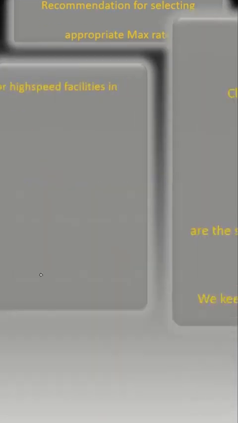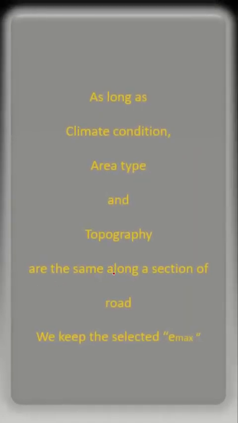All right, I think it's done. Let's finish this video with two more important points. First, once a maximum superelevation rate is selected, we should keep it within a region of similar climate, area type, and topography. Otherwise, the uniformity of the highway alignment will be affected negatively.